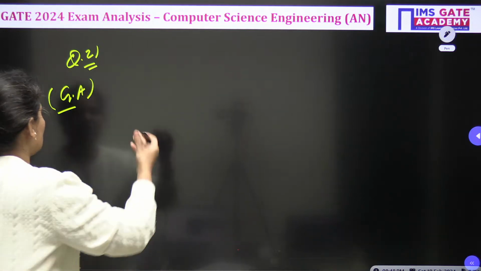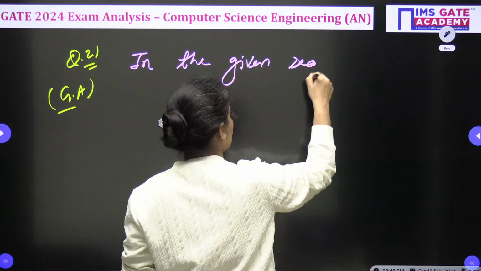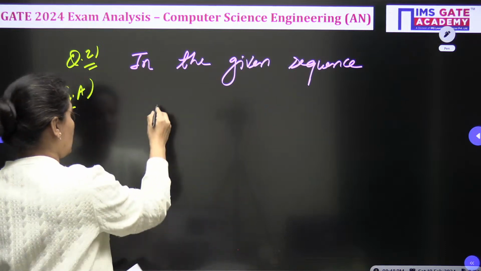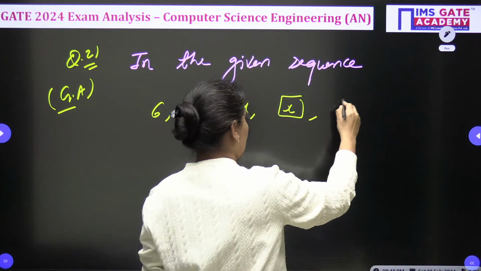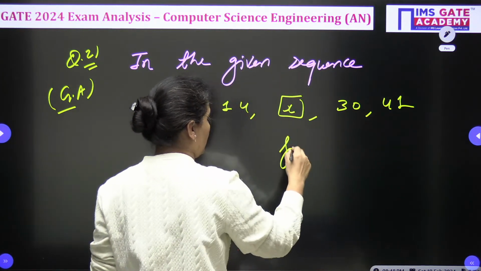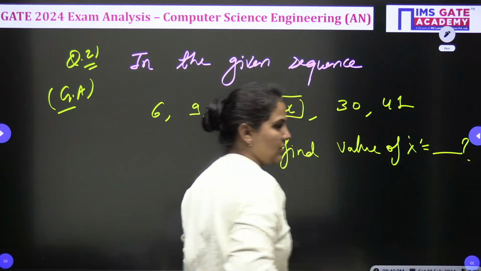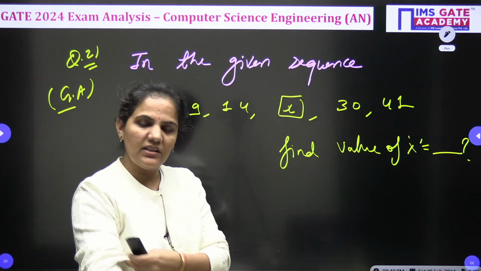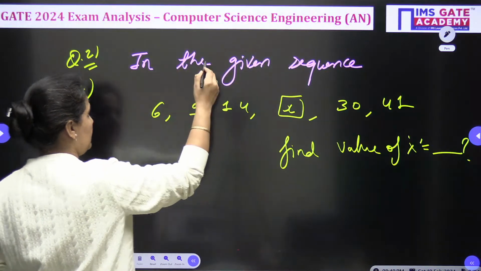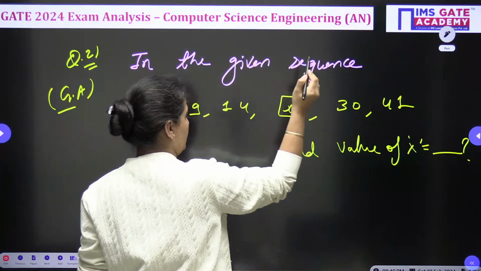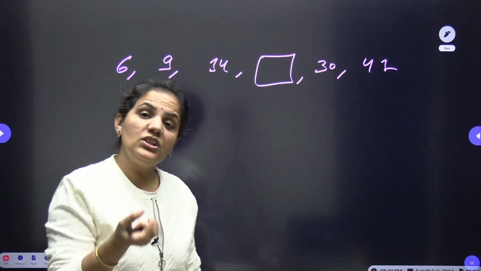Now let's see, the question is again a very simple question. In the given sequence, the question is talking about 6, 9, 14, x, 30 and 41. Find the value of x. Let's approach the value of x. First of all I will write down my series again. Let me repeat: 6, 9, 14, this is unknown, we don't know, 30 and 41.